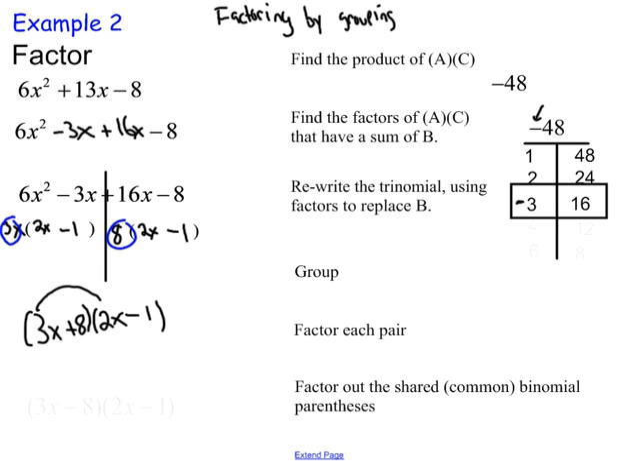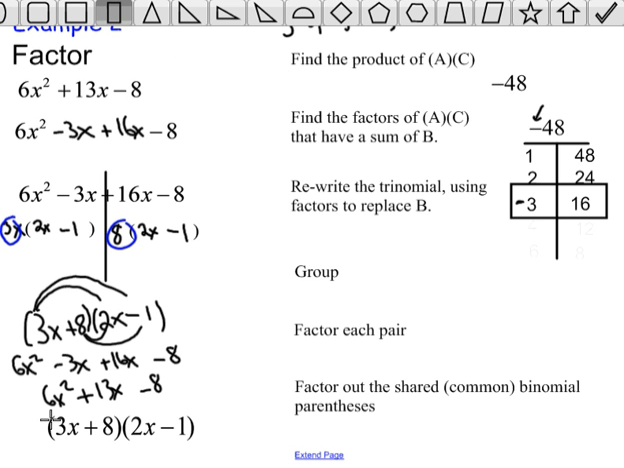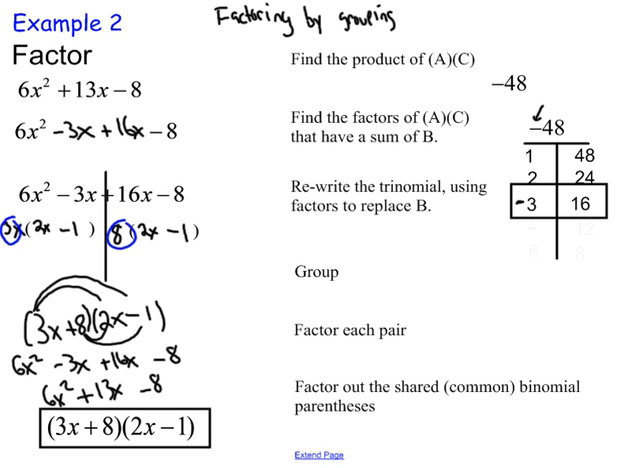So 3x times 2x, that's 6x squared. 3x times negative 1 is negative 3x. 8 times 2x is 16x. 8 times negative 1 is negative 8. So we combine the like terms. We get plus 13x. Bring everything else down. We got 6x squared plus 13x minus 8. It does come back to the original. Since it comes back to the original, that's our final answer. 3x plus 8 times 2x minus 1 is our final answer.